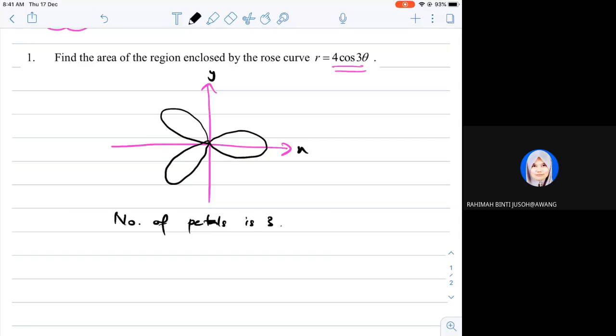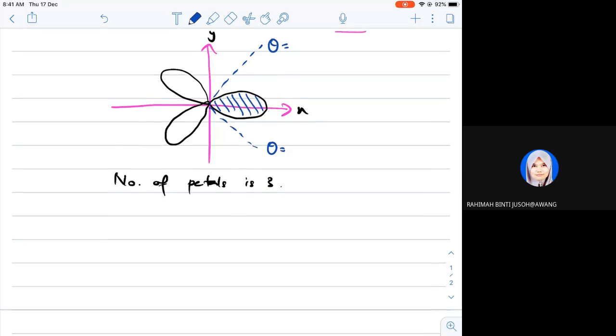After we identify the number of petals, next we need to identify the bounded angle. Let's say we consider the first petal here. The bounded angle should be right here. We need to find what the values of theta are here and here, that bound the first petal. So first step, find the angle.